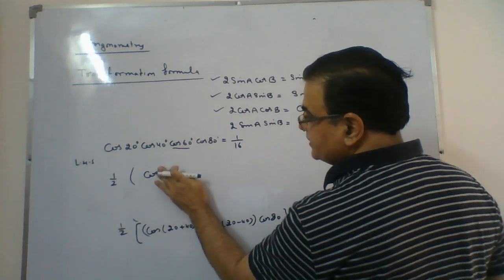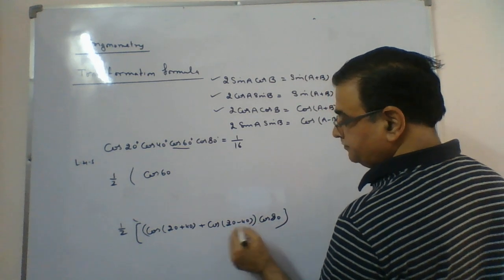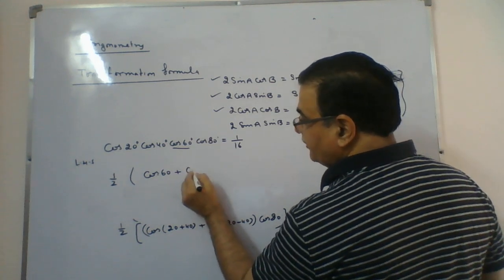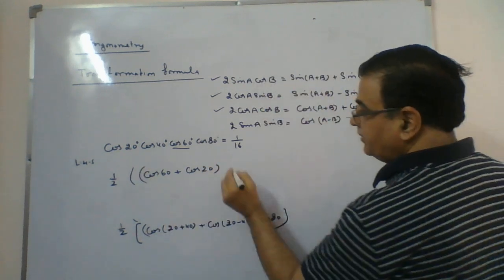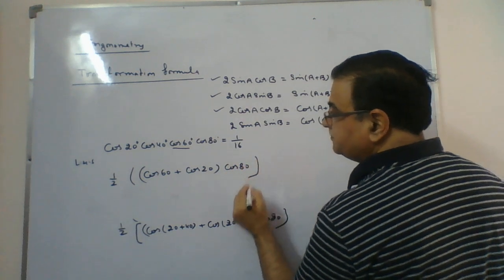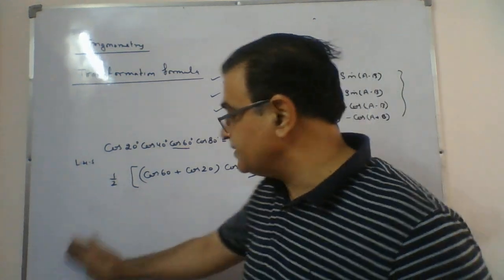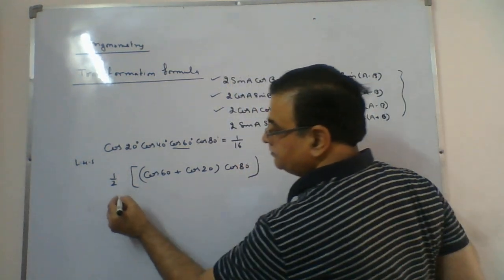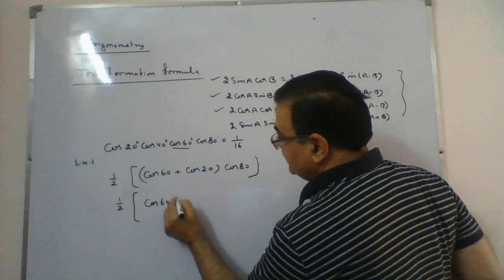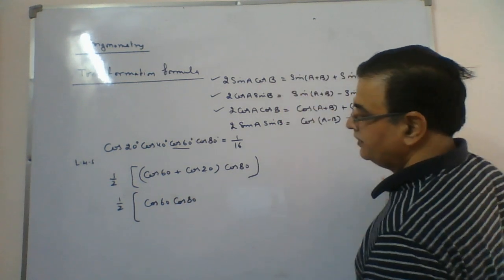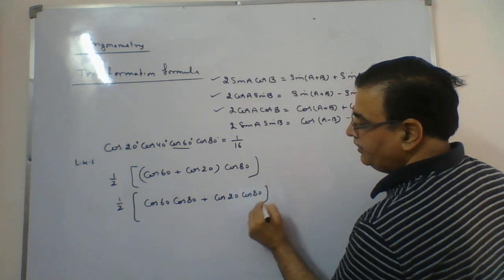40 plus 20, 60, sorry. This will be cos of minus 20, but that will become cos 20. We have done already cos of minus theta is cos theta, so it will come out to be cos 20. And then cos 80. Now we'll multiply cos 80 inside. This comes out to be cos 60 cos 80 plus cos 20 cos 80.